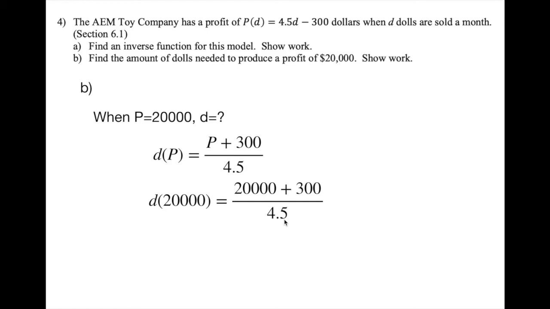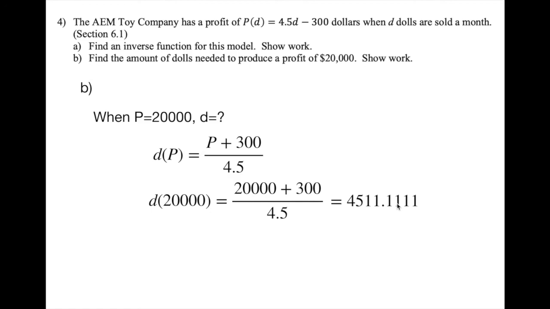If you put it in your calculator, that becomes 4511.1111 and so on. But the number of dolls should be an integer, so we should round it. Someone might say, okay, it's 1 here, so maybe we should just get rid of those numbers. So the number of dolls should be just 4511.